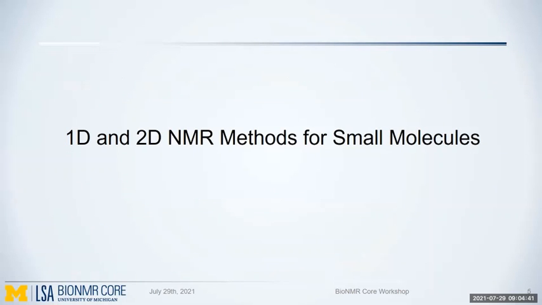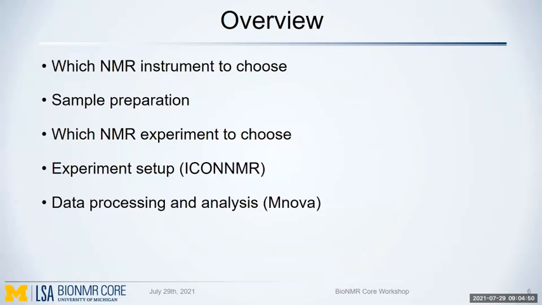Okay, now we'll move on to the topic of the workshop today, 1D and 2D NMR methods for small molecules. And here is an overview of what will be covered in today's workshop. I will start by introducing the NMR instruments to you. So we have 5 NMR instruments. I'll give the properties of the instruments one by one. So later on, when you have a compound, you will know which instrument is best to choose for your compound.